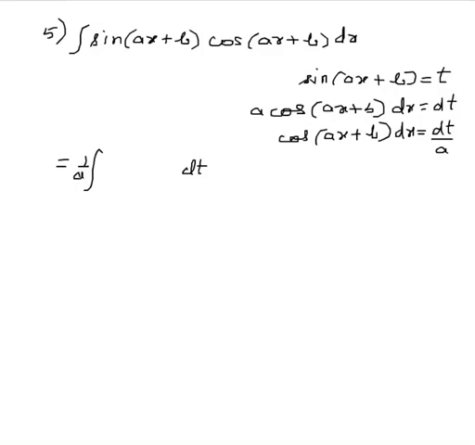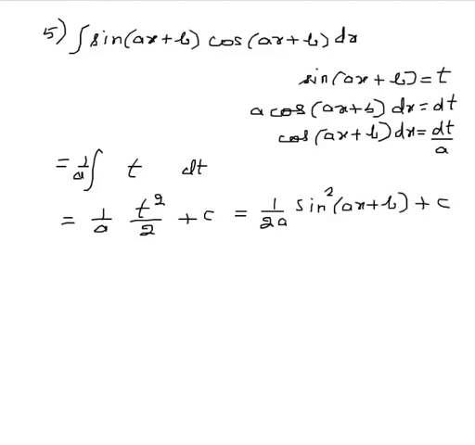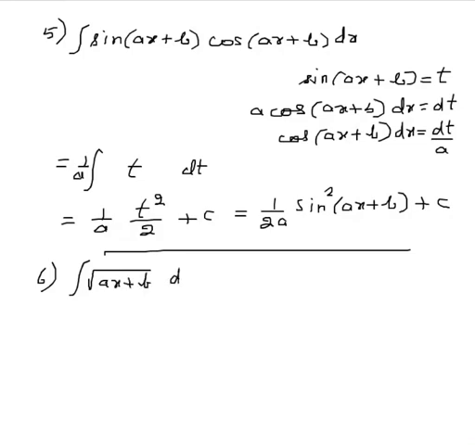A is a constant. Pull out the constants which are in multiplication outside the integral. And then sine of ax plus b is t. 1 by a. Integral of t is t square by 2 and plus c. Substitute for t. And for different methods you will get different answers, but using the identities we can show that all the answers are same.